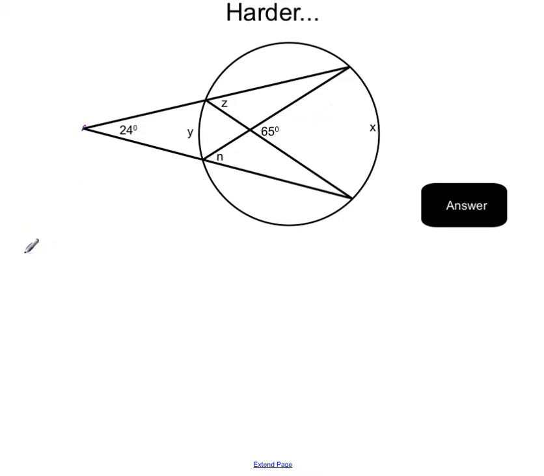Let's first look at this 24-degree angle. In that one, the measure of the angle is going to be 1/2 the big arc minus the small arc. Well, I substituted in already, I guess. So I'll have 24 equals 1/2 (x minus y).